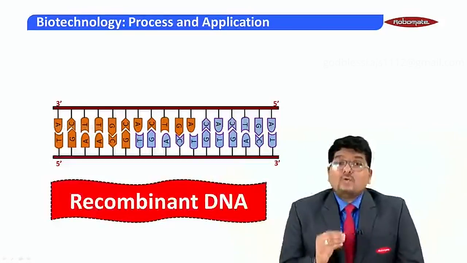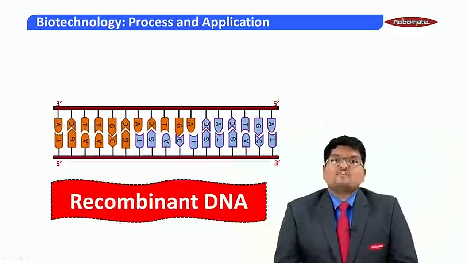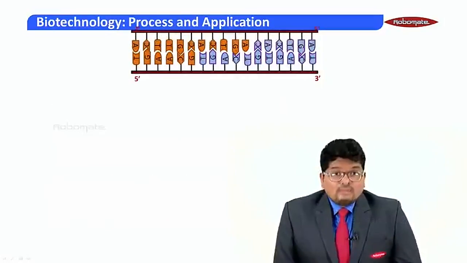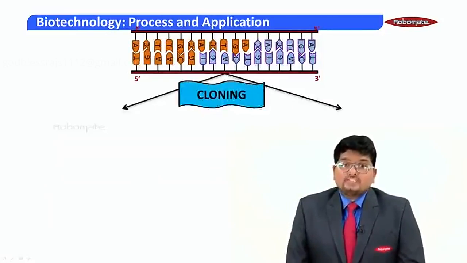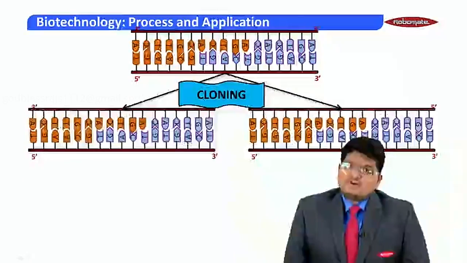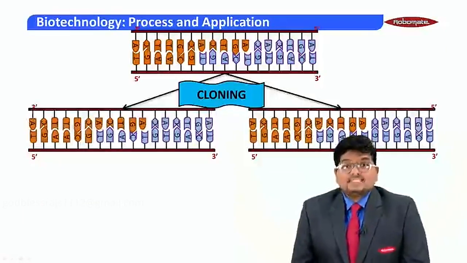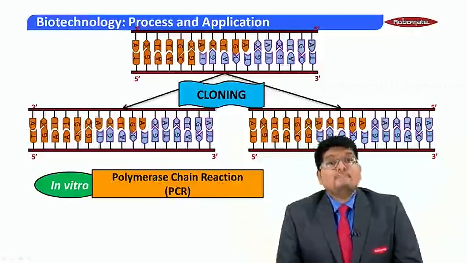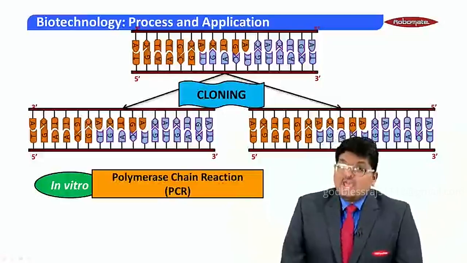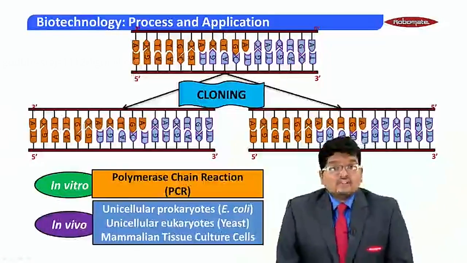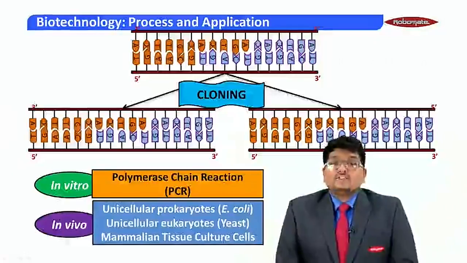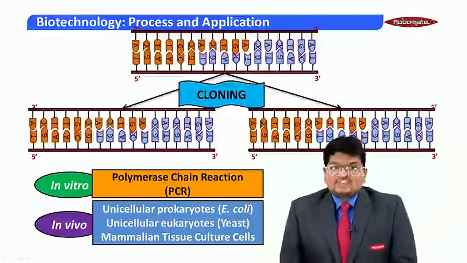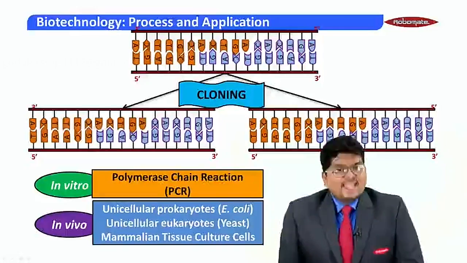So this is how we carry out the process of rDNA. Now what do we do with this recombinant DNA? We allow this recombinant DNA to undergo cloning so that we can get multiple copies of it, and this will be achieved in vitro with the help of polymerase chain reaction or PCR. Whereas in vivo, it will be achieved with the help of unicellular prokaryotes like E. coli, unicellular eukaryotes like yeast, and mammalian tissue culture cells. So this is the process of rDNA technology.